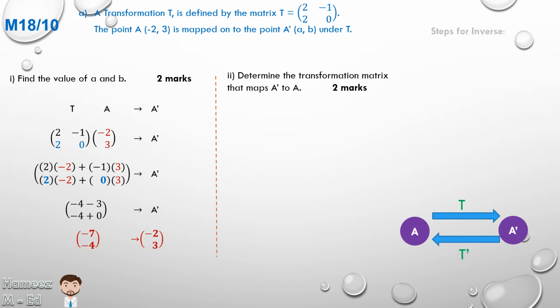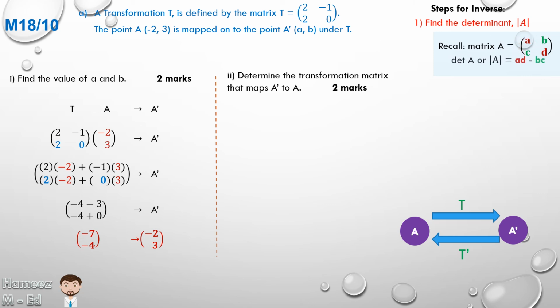So we have some steps for finding the inverse. First step, find the determinant. And if we recall from matrix [a, b; c, d], and we've put the major diagonal in red, a and d, and the minor diagonal in green, b and c, then the determinant of A, or mod A, is the multiplication ad minus the green terms bc. So let's apply that here.